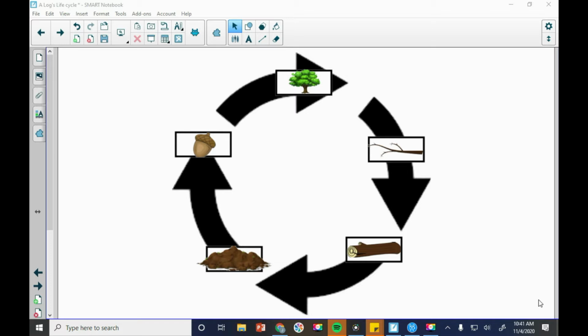about the life cycle of a log. Remember our book, A Log's Life? So today let's review our cycle diagram that we made. We finished it yesterday before we read our story again, okay?